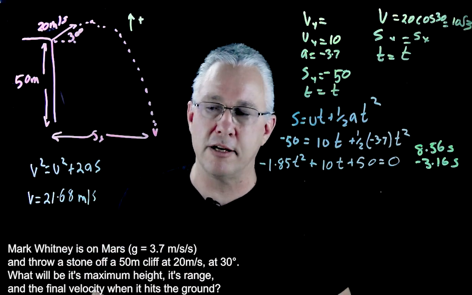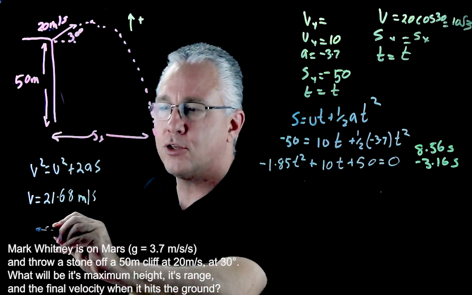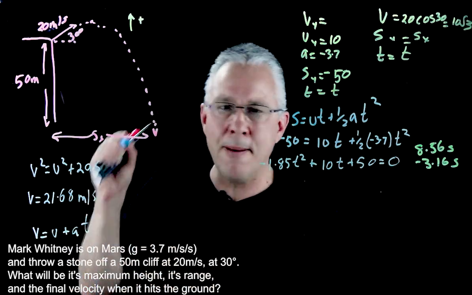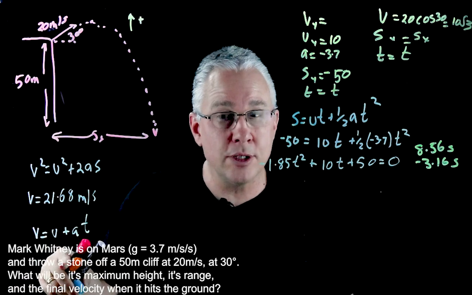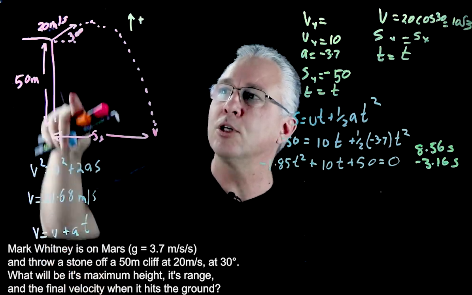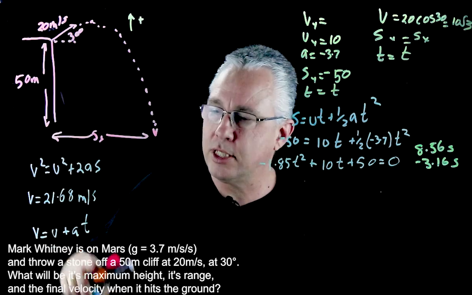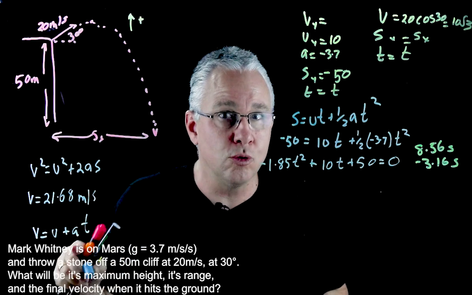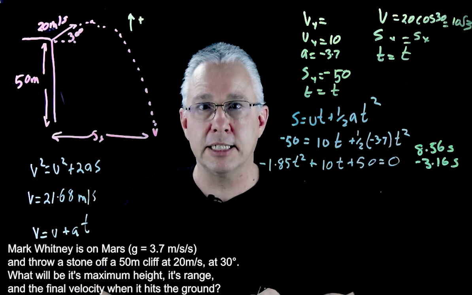Now, why is that helpful for working out the actual time? Remember, for this aspect over here. Well, now that I've got v, I can use another equation of motion, and that says v is equal to u plus at. But remember, my v is what I've just calculated. I can then substitute that in. Remember, my initial velocity was my 10 meters per second in the upward direction. My acceleration is my negative 3.7, and now I can work out t. And when you do that calculation, you're going to get 8.56 seconds.